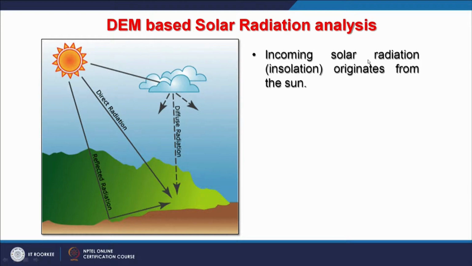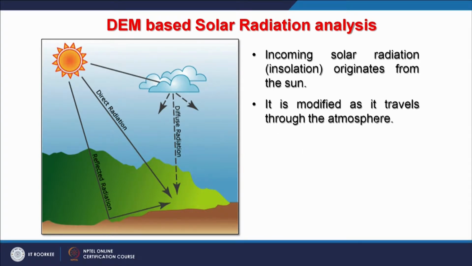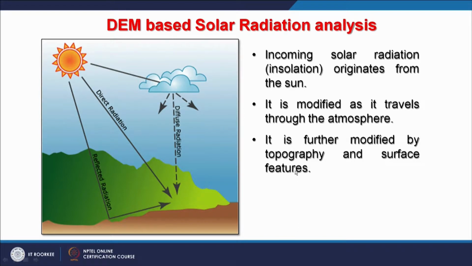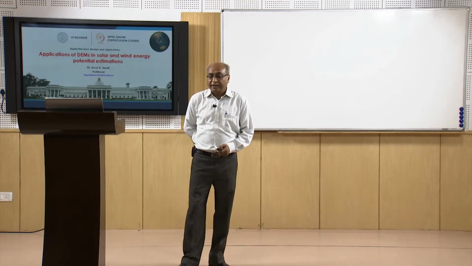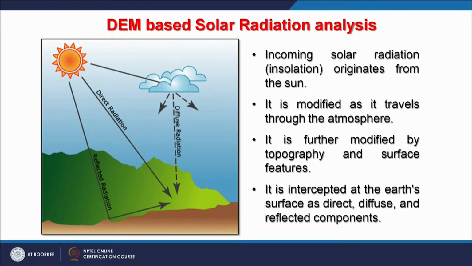So we call it incoming solar radiation or insolation that originates from the sun, and as we know it gets modified while it travels through the atmosphere, because between the earth's surface and the sun there is an atmosphere which modifies this solar radiation to some extent, but even then a large amount of solar radiation reaches the earth's surface. And this insolation may also get modified because of topography and surface features. In a hilly terrain, insolation is completely different than in flat areas like the Indo-Gangetic Plain, and also surface features like vegetation, forest, water bodies and so on. And it might get intercepted at the earth's surface as direct, diffuse or reflected components.